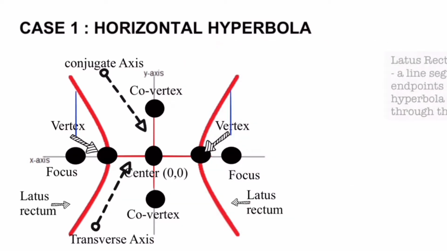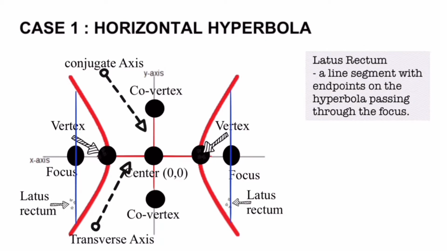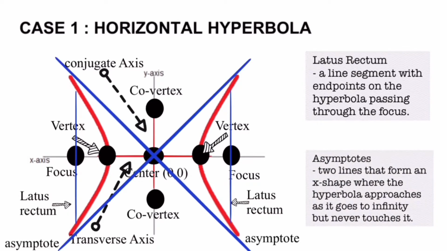Another part is the latus rectum. This is the line segment with endpoints on the hyperbola and it passes through the focus. And there are two of them for each side. The next part are the asymptotes. These are the two lines that form an X shape where the hyperbola approaches but never touches. We call them again as asymptotes.